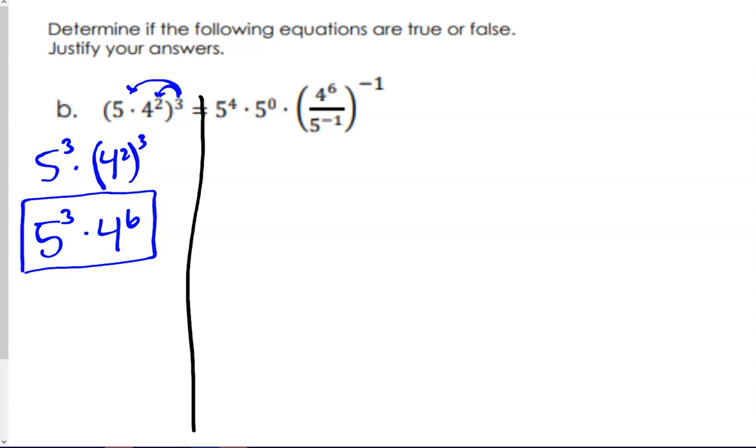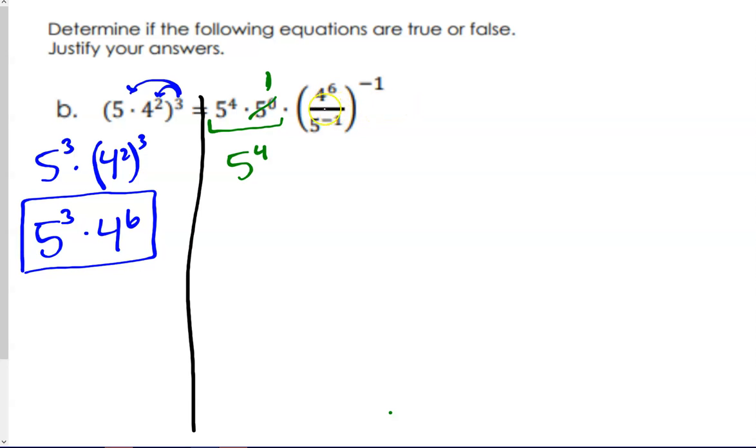All right, let's simplify my other side. Okay, a lot is going on here. I'm going to do these pieces together first. 5 to the 4th times 5 to the 0. Well, zero property tells me that anything to the power of 0 is just a 1, right? So 5 to the 4th times 1, well, that just is going to be 5 to the 4th.